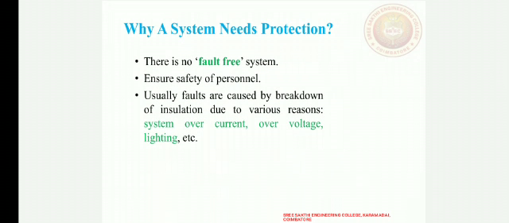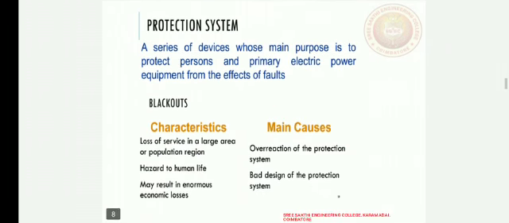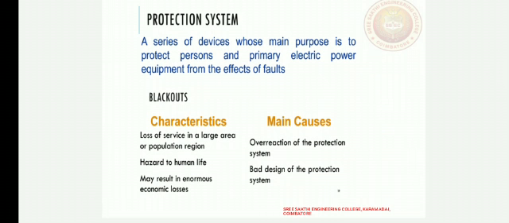Why are we going for protection? Mainly for safety and to protect the devices. Protection system: a series of devices whose main purpose is to protect persons and primary electric power equipment from the effects of faults. The characteristics are loss of service in a large area, hazard to human life, and possible economic losses. The main causes are overreaction and bad design of the protection system.